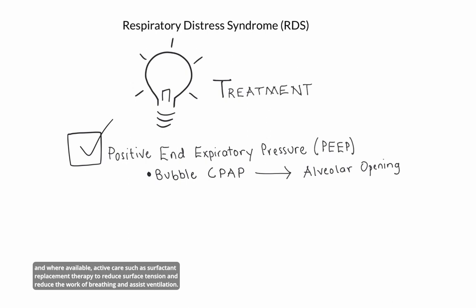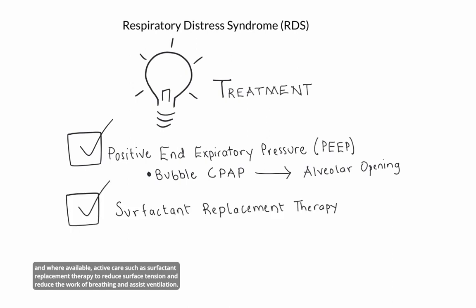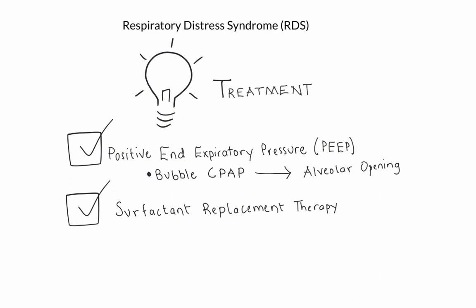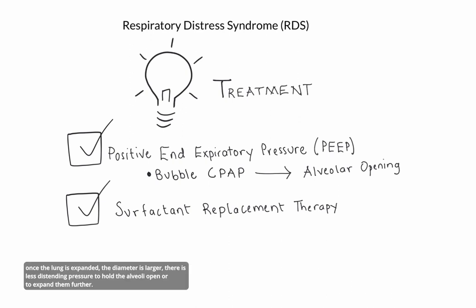And where available, active care such as surfactant replacement therapy in order to reduce surface tension, reduce the work of breathing, and assist ventilation. The reason why CPAP is crucial to the treatment of RDS relates to Laplace's law. Once the lung is expanded, the diameter is larger, there is less distending pressure needed to hold the alveoli open or to expand them further. This leads to a key take-home point.